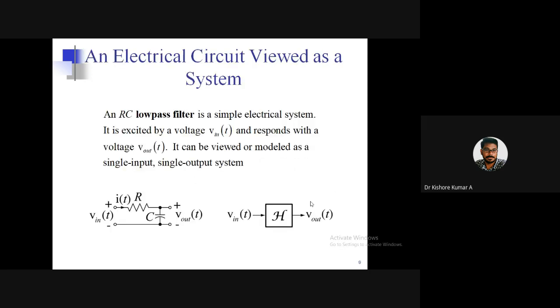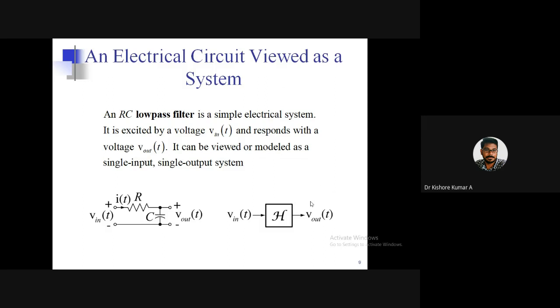And here is an electrical circuit viewed as a system. This is the diagram which is given, the electrical system. A low pass filter is given, a resistor followed by a capacitor. The input signal is given to the resistor with respect to the capacitor terminal, V in of t. Voltage is applied with the polarity plus and minus, and i(t) is the current flowing through the circuit.